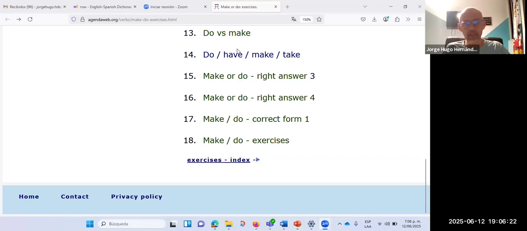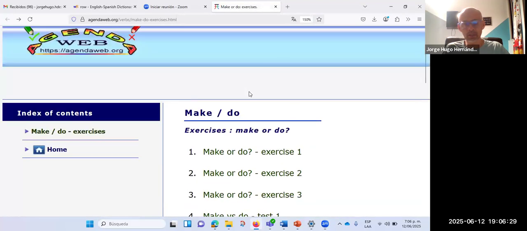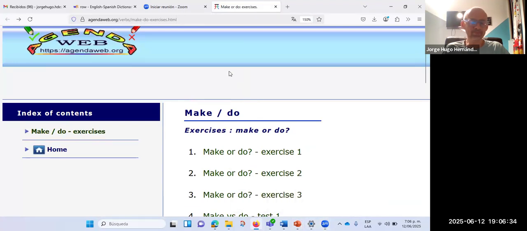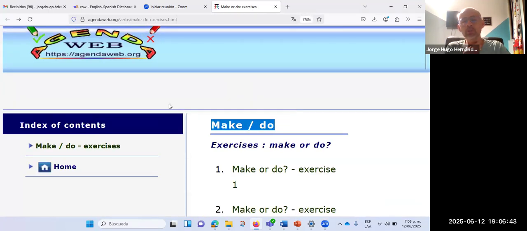Okay, I'm going to share with you my screen, and we are going to start. We are going to do some exercises today with 2 verbs in English, which are very common. The verbs make and do. We use these verbs every day, all the time. But sometimes we don't know when we use make and when we use do.